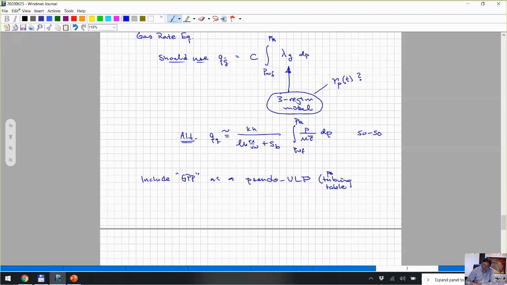Yeah, that can definitely be done, and it's as accurate as the implementation like Eclipse 100. So yeah, that's definitely a good way to do it. Absolutely.